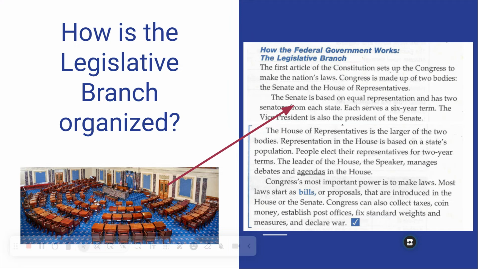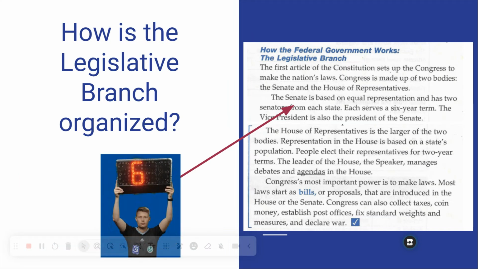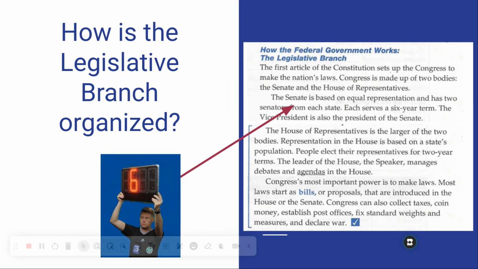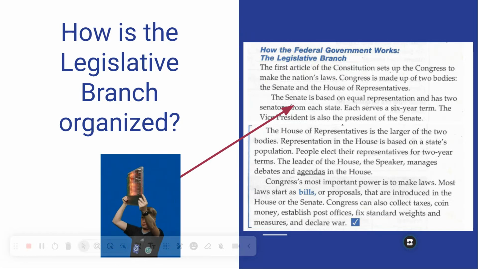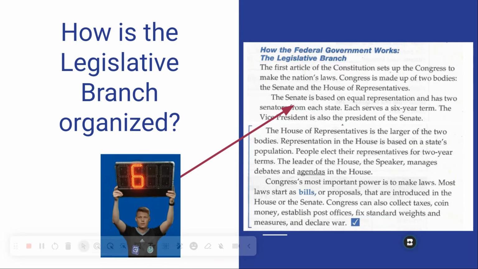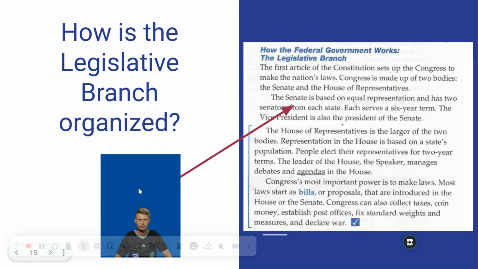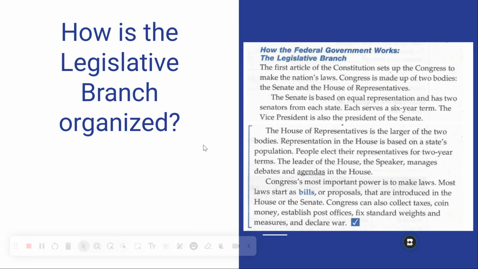That way, each state is the same in the Senate. And the senators get a 6-year term. The reason why they get 6 years is because their job generally is viewed as more important. So you want to keep the people with more important jobs in power for a little bit longer. And senators actually have a longer term of office than presidents. Presidents have 4 years, senators have 6.